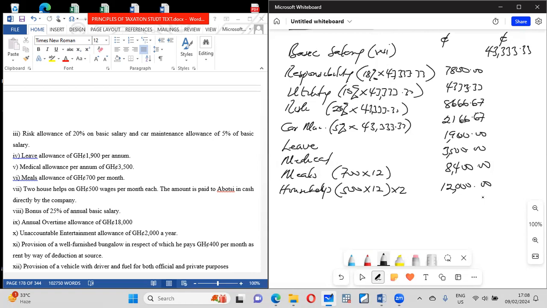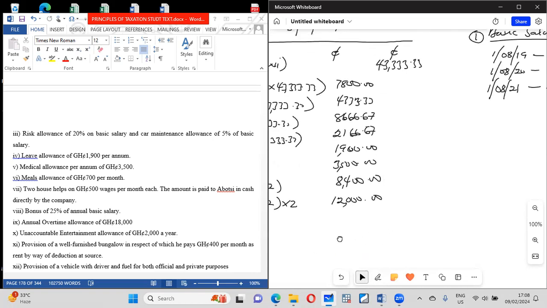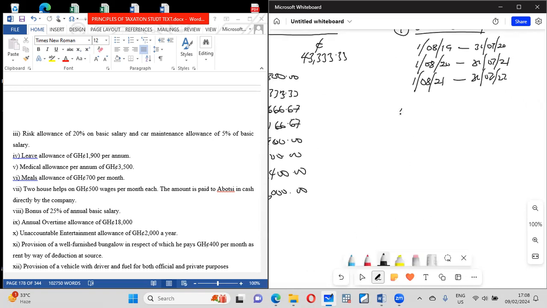So he received the money. Bonus, 25% of the basic salary. So let's go and do the bonus. The bonus amount he is taking is 25% of the 43,333.33. Multiplied by 0.25, his bonus amount is 10,833.33.